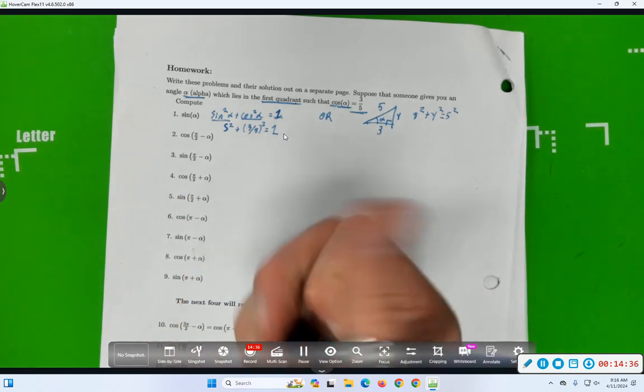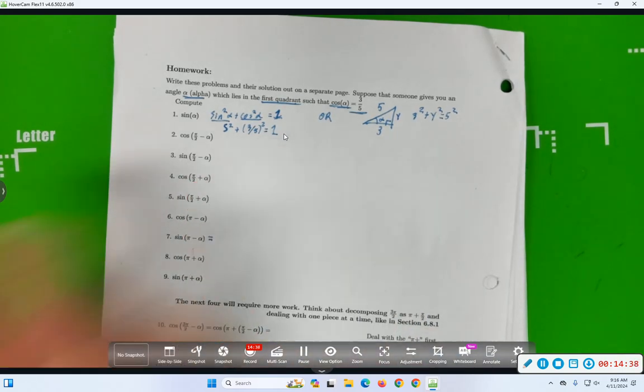Do we have a formula that tells us what sine of pi minus alpha is? I'm just jumping down to item 7 because I don't want to do all of them. By flipping back to that formula page, what is the sine of pi minus alpha? Negative sine of alpha. Yes, sir. It's just sine of alpha.